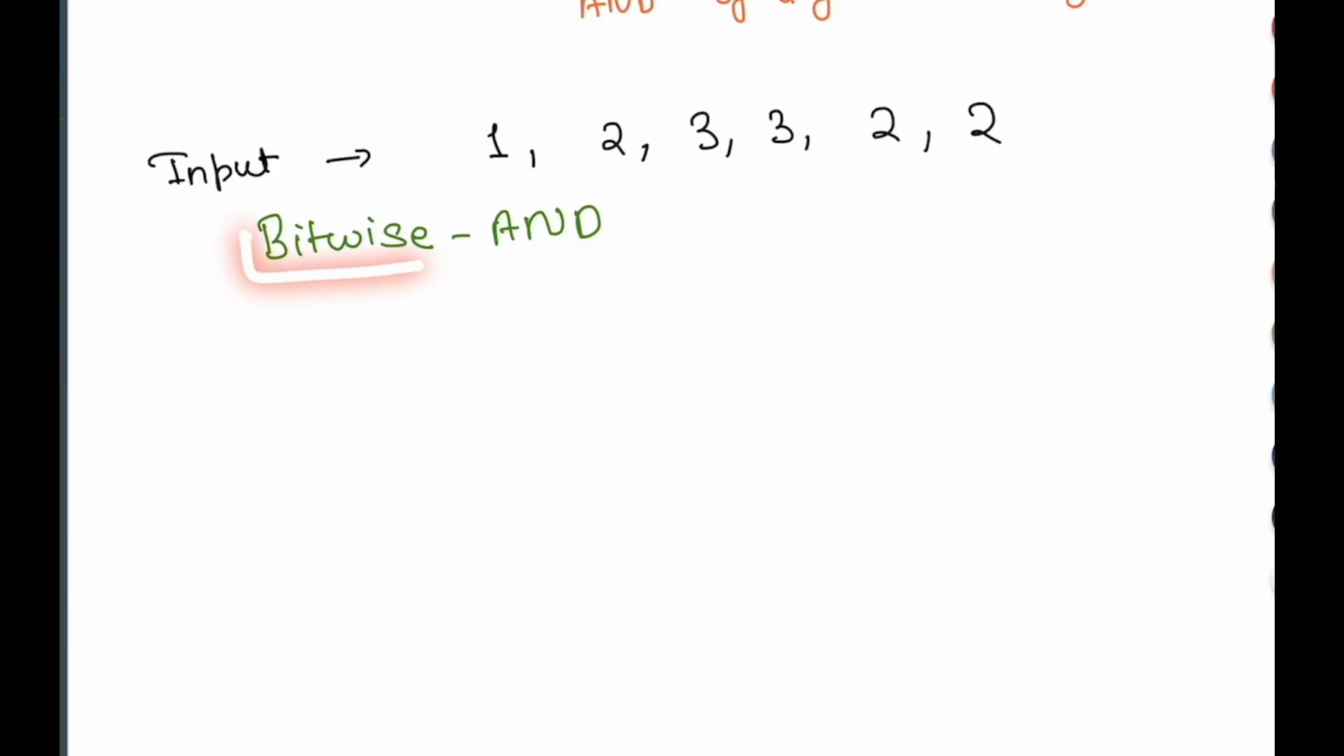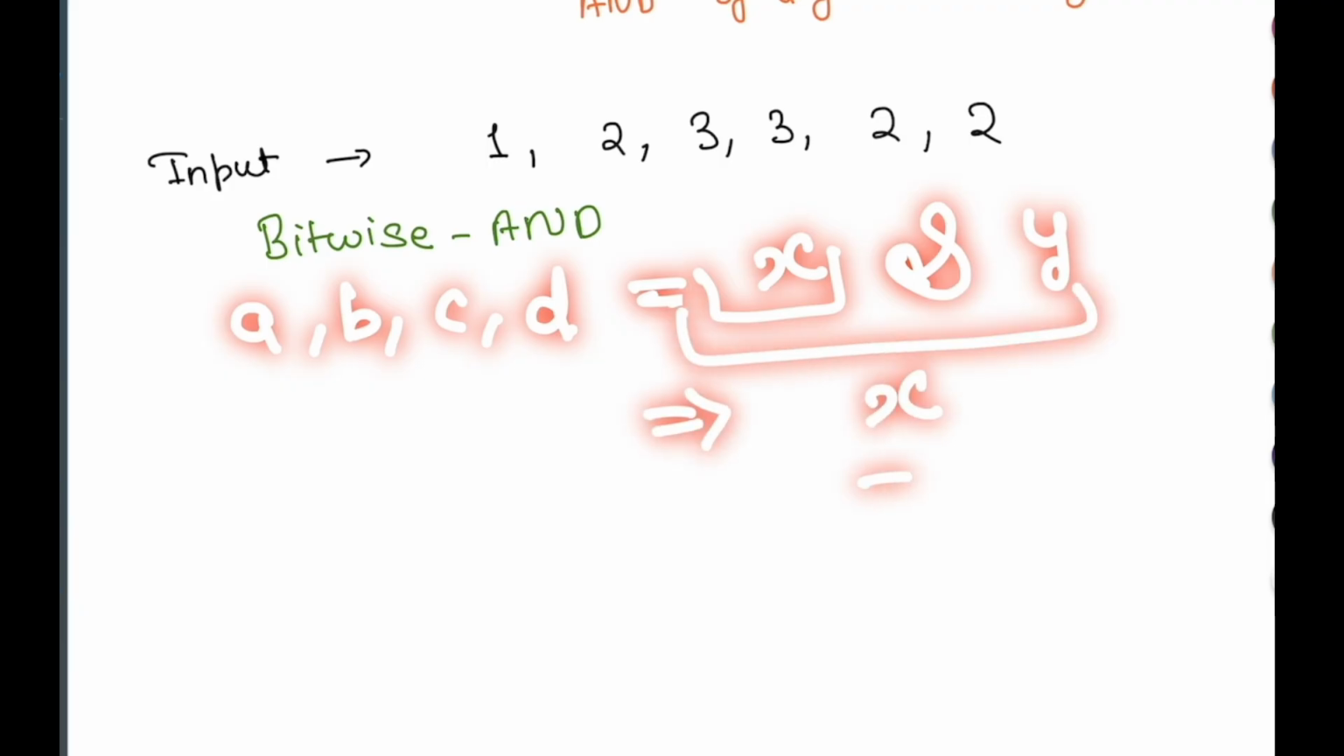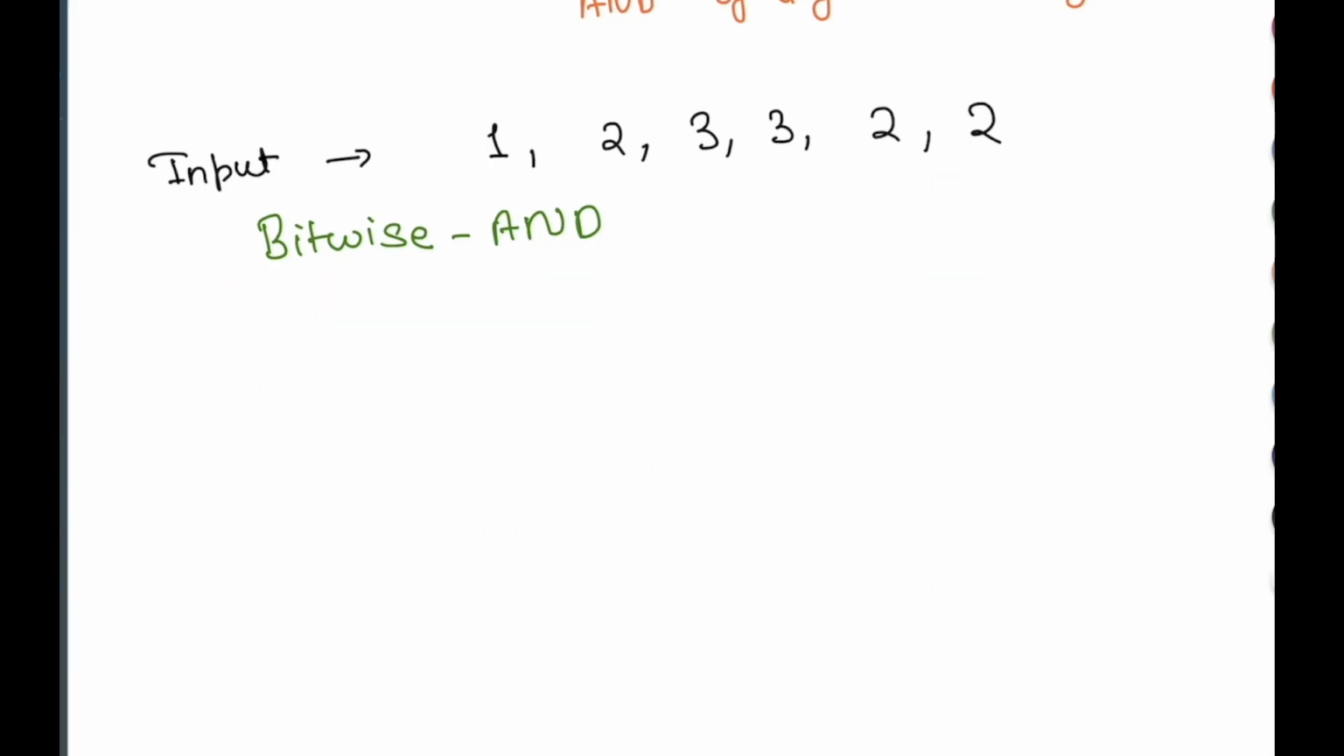But talking about bitwise AND, the property is just the opposite. It is a non-progressive operation. It means if you take the bitwise AND of, let us say, four numbers A, B, C, D, and this is equal to X, now if you take the bitwise AND of X with Y, the output will always be less than or equal to X. It means that bitwise AND is a non-progressive operation. Its value is going to decrease or stay equal.